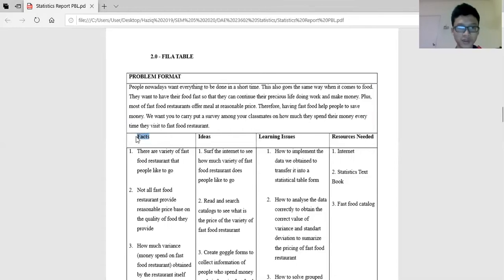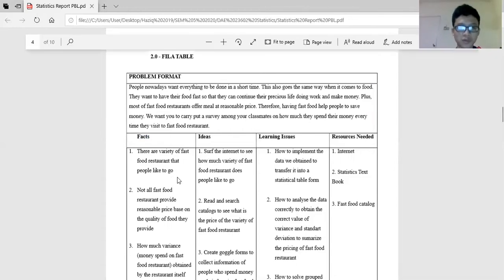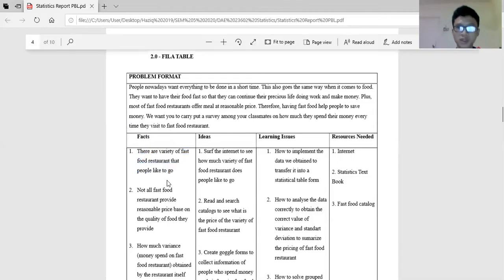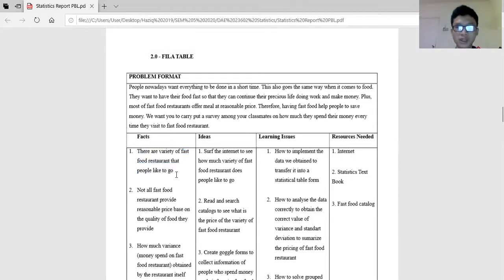So in facts, the fact that we gain from the problem is that there are a variety of fast food restaurants that people or respondents like to go to. In our Google Forms, I included the variety of fast food restaurants: McDonald's, KFC, Sushi King, Domino's Pizza, Ramly Burger, Burger King, and some of them are already listed. Of course, the most famous, I think, are KFC and McD.